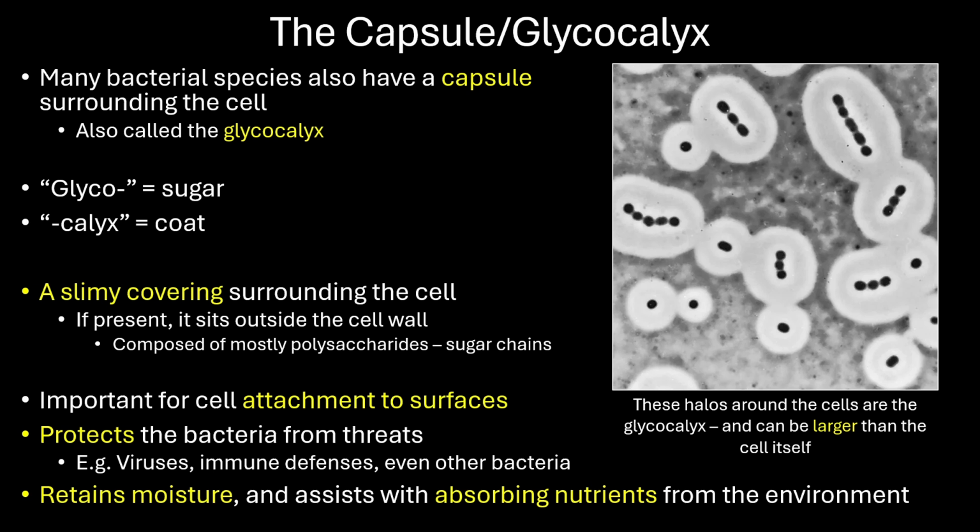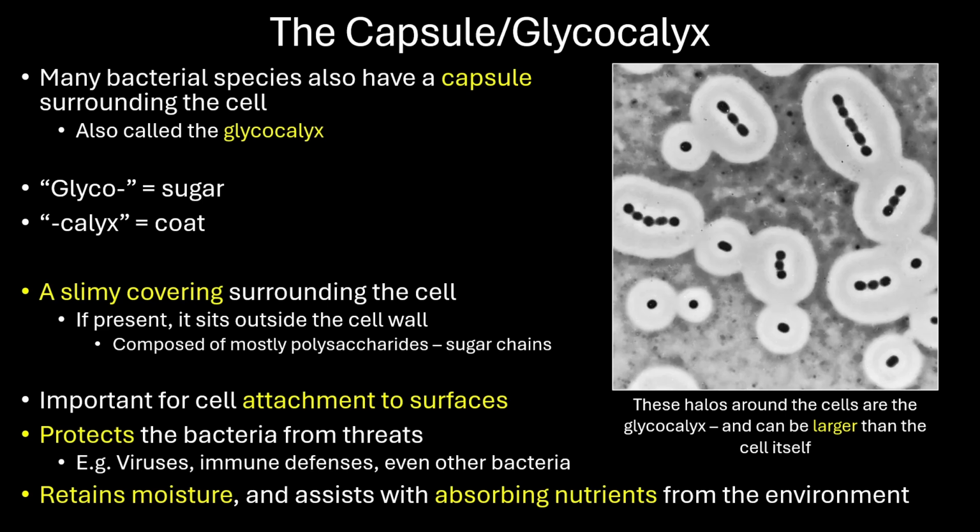This is really a slimy covering that kind of encapsulates the cell. If it's present, it'll be outside of the cell wall, and it's mainly made of sugar chains. And it's got this really interesting quality that essentially turns it into a bit of a jelly-like structure, very gel-like. And this structure can serve a bunch of different functions. First, it can help the cell attach to surfaces. It can also be a barrier that protects it from threats, like from viruses that would try to attach to and infect the cell, from our immune defenses if it was a pathogen, even other bacteria in some cases.